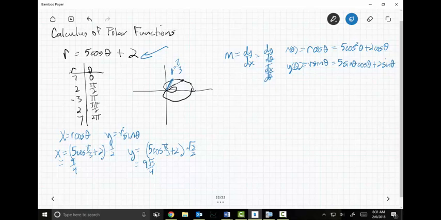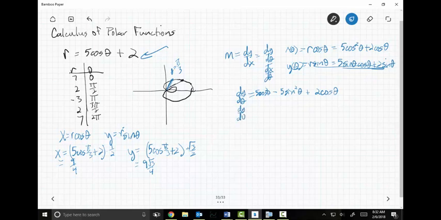Now, dy over d theta is just the derivative of this, which is, by product rule, 5 cos theta times cos theta, which is cos squared theta, minus 5 sine squared theta, again just by product rule, plus 2 cosine of theta. So, ooh, this could be ugly.